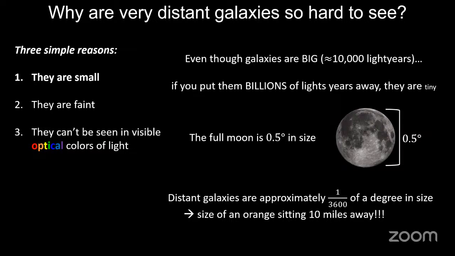So to give us a scale here, here's an example. We've all seen the moon in the nighttime sky. The full moon is about half a degree in size. If you took a protractor and measured how big the angle was when you see the moon in the sky, it's about half a degree. This is roughly the size of your pinky held at arm's length, okay? If we think about distant galaxies, they're approximately 1/3600th of a degree in size. That's the size of an orange if that orange was sitting about 10 miles away from you, okay? So they're very, very tiny. So we need telescopes and instruments that can see very small things in order to see distant galaxies, okay?